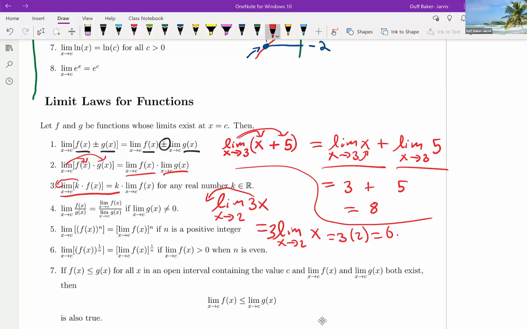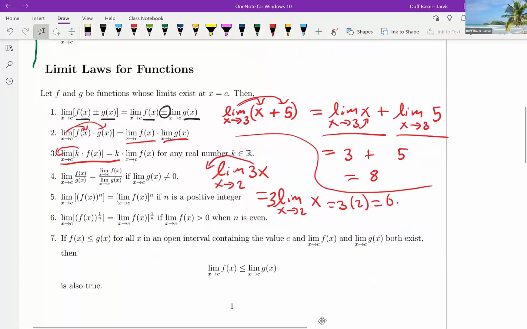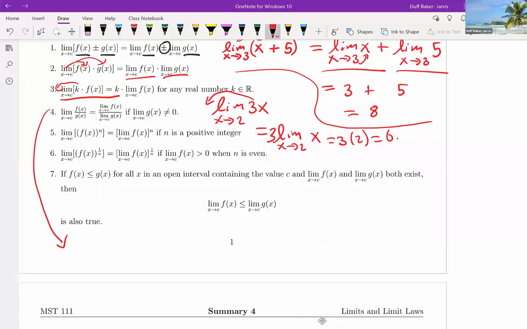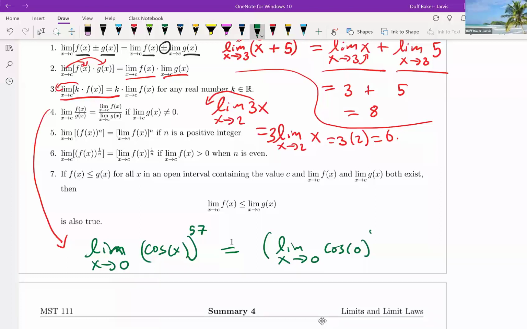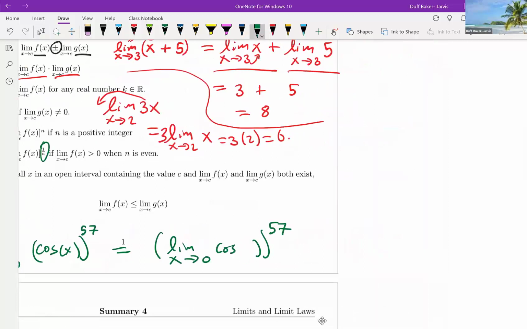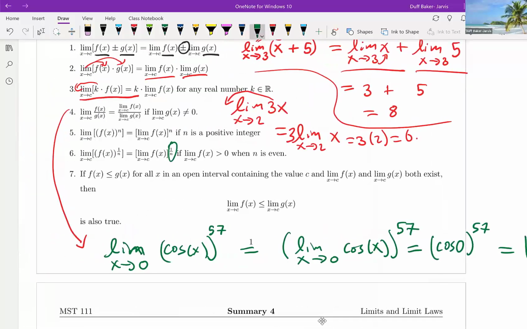It also works for division. So if you're dividing two things, you can put the limit on the top and on the bottom. You can also pass limits under powers. So an example of number 4 would be, if you had the limit of cosine of x to the 57th power as x approaches, say, 0, well, I could put the limit inside. And you can also do that with fractional powers, and then we know the limit of, sorry, this should be still an x. And then we know the limit as x approaches 0 is the same as plugging in, so this would be cosine of 0 all to the 57th power, and cosine of 0 is 1, so this all just ends up being 1. And so you can also do that with fractional powers like square roots.